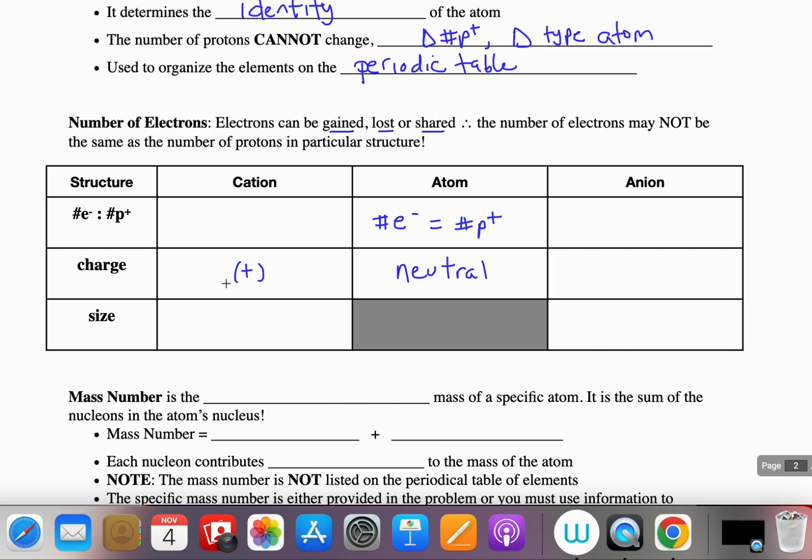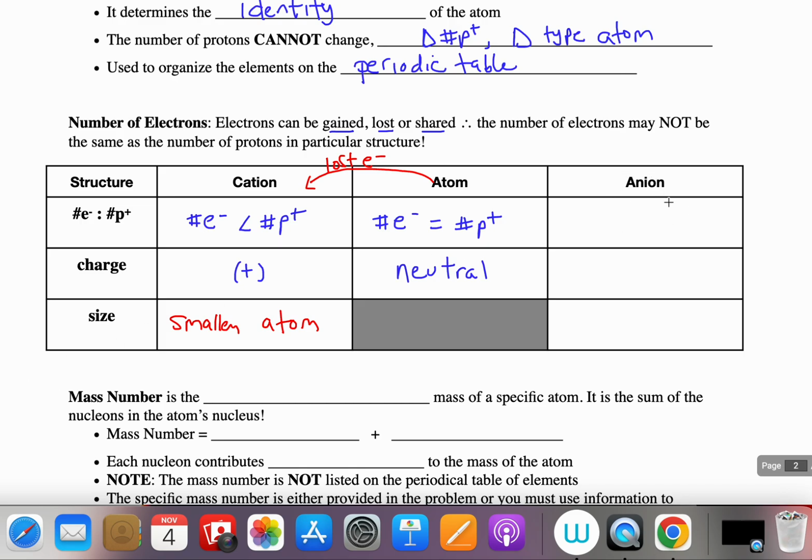A cation is positive because the number of electrons is less than the number of protons. The way this is achieved is that the atom, in order to form the cation, lost one or more electrons. So the number of protons remains the same, this number decreased. And as a result, when you remove or lose something from your structure, the structure becomes smaller. So the cation will always be smaller than the atom that formed it.